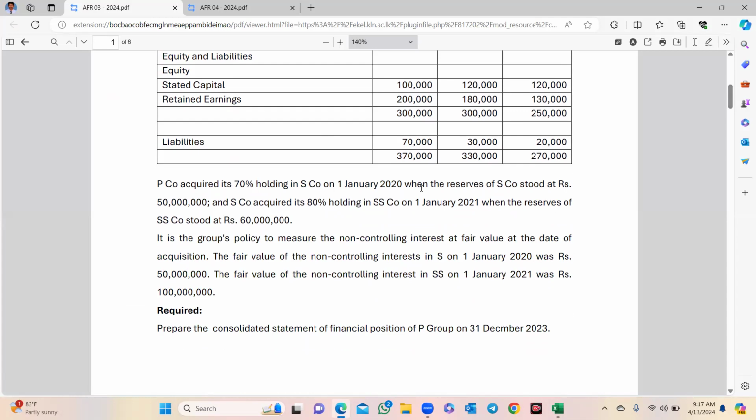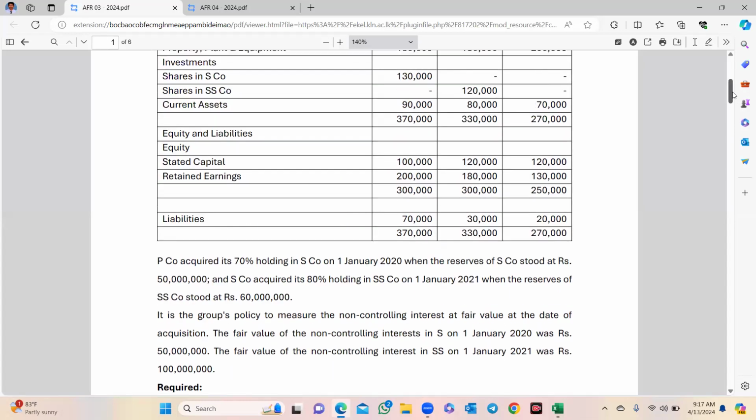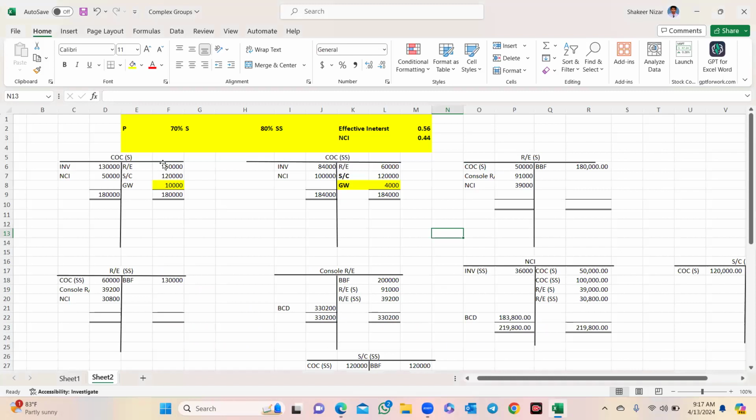The reserves are 50,000. In that case, the reserves mean the retained earnings, right? Retained earnings, it is 50,000. So no proportion, retained earnings of 50,000 is here, and the retained earnings of S is debited by 50,000. That is the retained earnings of subsidiary debit, cost of control of subsidiary credit, right?